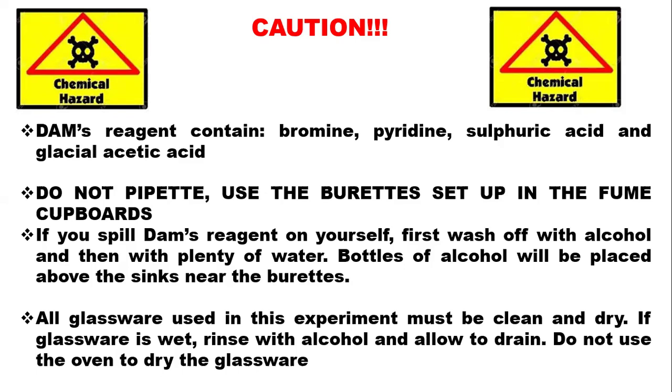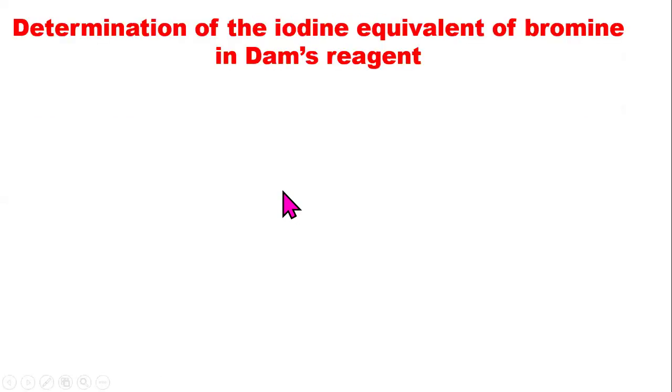All glassware used in this experiment must be clean and dry. If you have glassware that is wet, you have to rinse it with alcohol and allow it to drain, and you are not to use the oven to dry the glassware. In the first phase of the experiment, you are to carry out determination of the iodine equivalent of bromine that is in DAMS reagent.